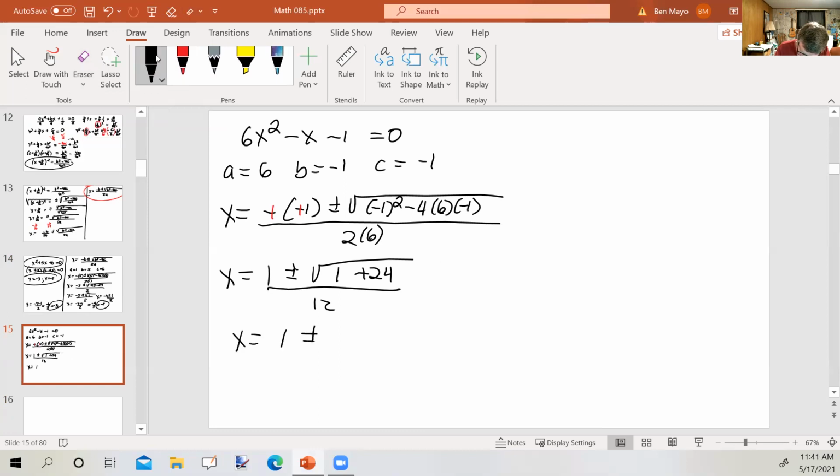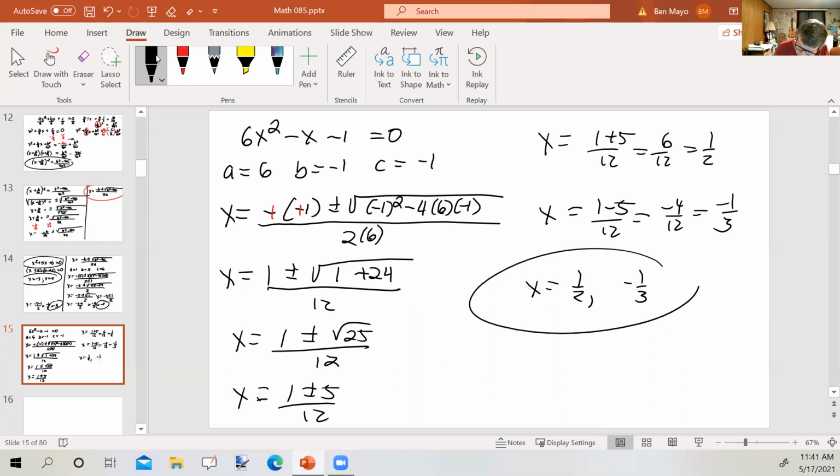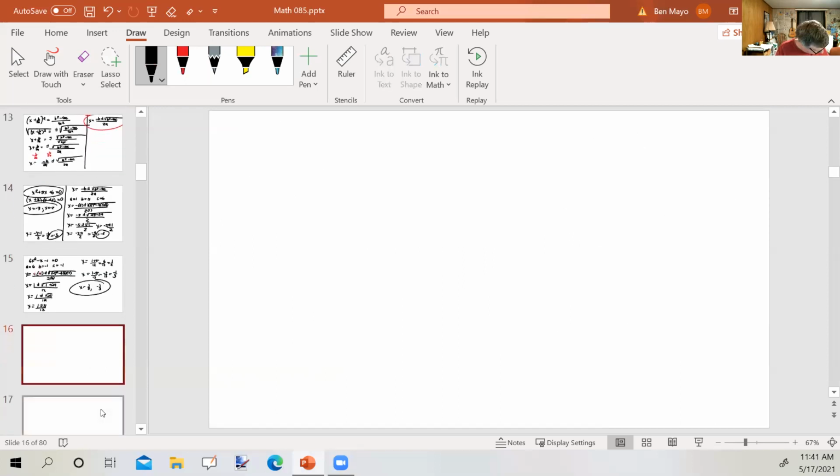X equals 1 plus or minus the square root of 25 over 12. X equals 1 plus or minus 5 over 12. X equals 1 plus 5 over 12, which is 6 over 12, which is 1/2. X equals 1 minus 5 over 12, which is -4 over 12, or -1/3. So x equals 1/2, and x equals -1/3. Okay, let's take a look at another example.